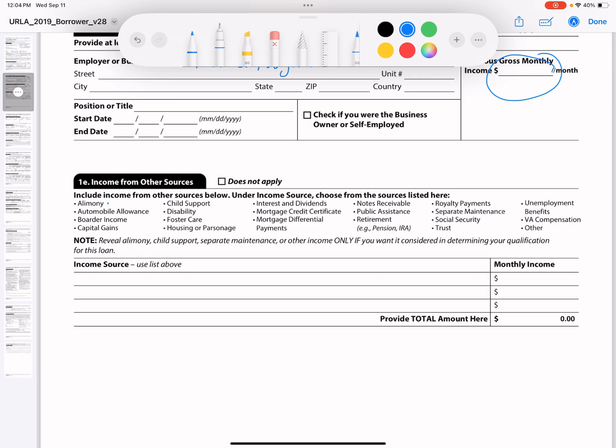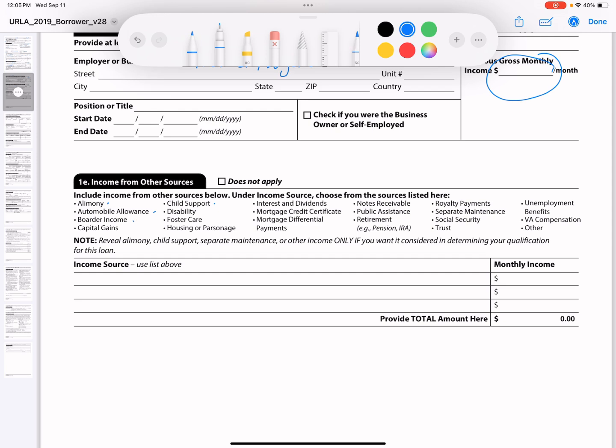Alimony. Many people receive alimony after a divorce, and child support is similar. In both of those cases, if you get alimony or child support, you are going to have to prove that you've been receiving it for the past 6 to 12 months, and you're going to have to provide the court order demonstrating the exact dollar amount of that child support or alimony. Automobile allowance. That's another one. Some people get an automobile allowance as part of their employment compensation. Again, you're going to need to document that very clearly for the loan application.